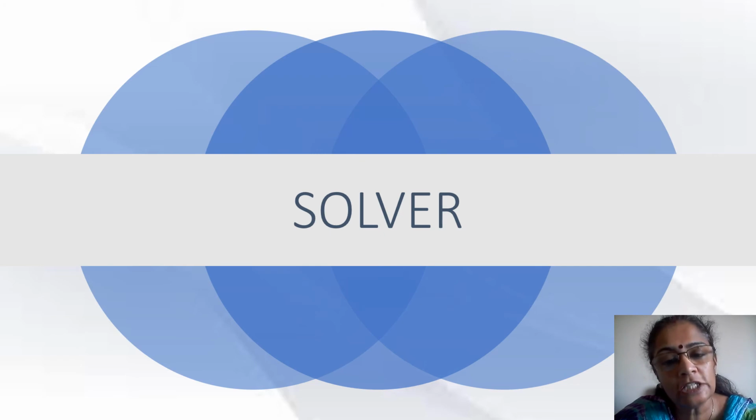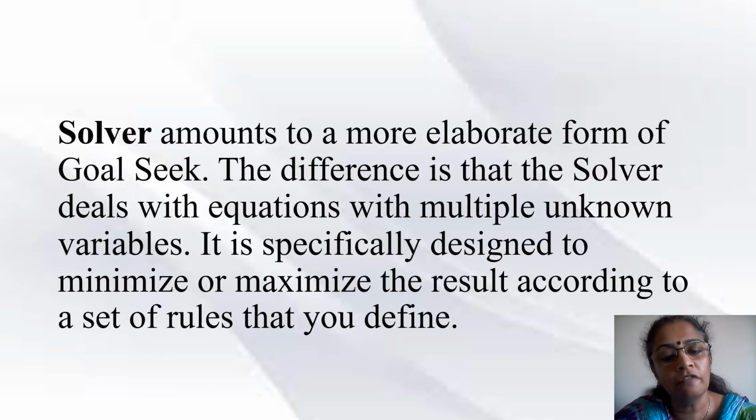Now another advanced version of goal seek is called a solver. A solver is similar to goal seek. The only difference is that a solver is a more elaborate form of goal seek. It deals with equations of multiple unknown variables and also specifies the maximum and minimum results according to a set of rules. In case of a goal seek, you can just give the target value and which cell you can change to achieve that target. That is a simple goal seek.